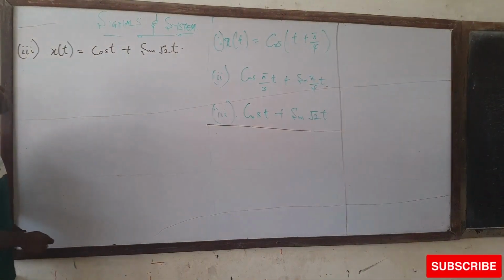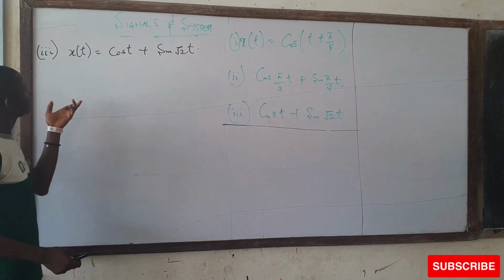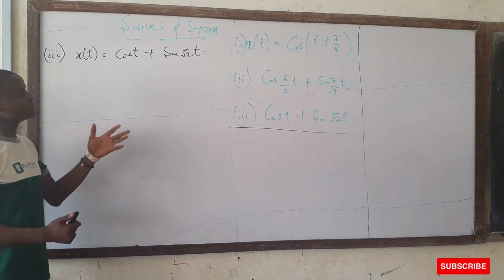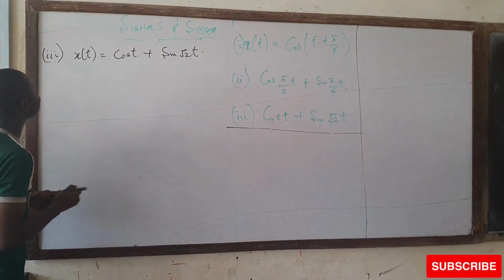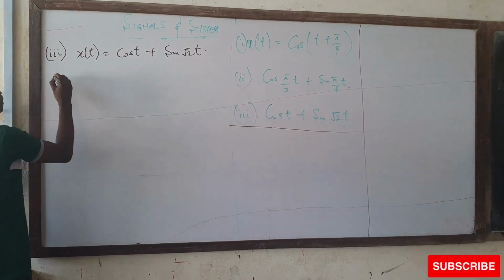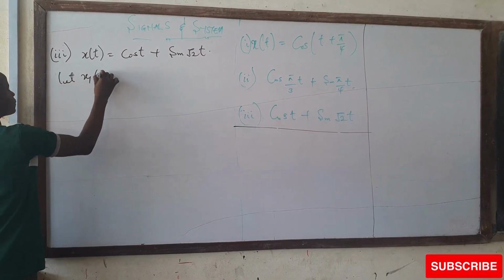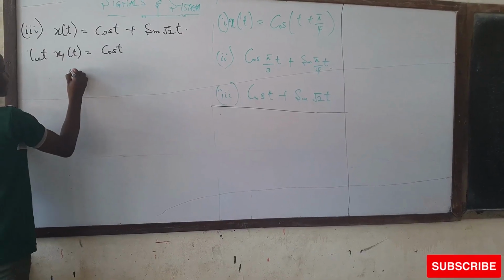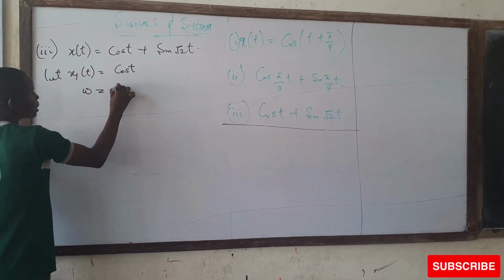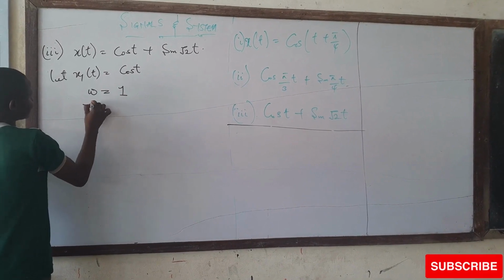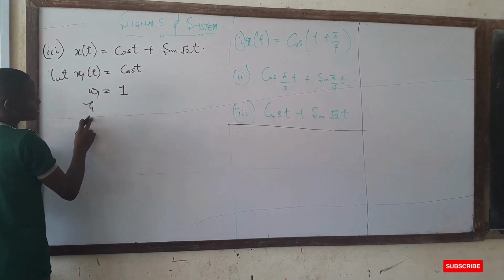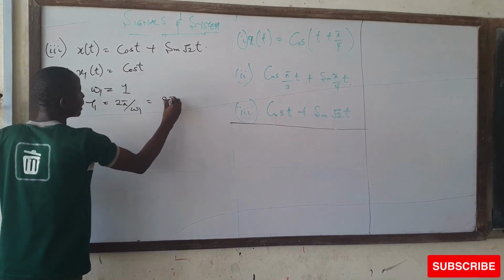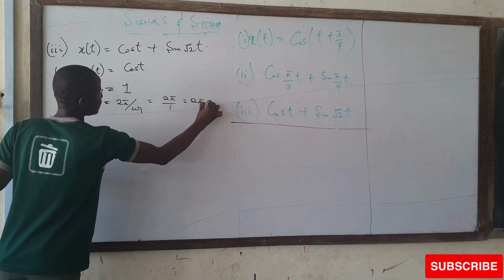Now, we have the third signal. The third signal is looking more like the second signal, but we'll see the difference in each. Let's do the same thing with the second signal. Let x1 of t equal cos t. Hence, we can get our omega 1 directly to equal 1. Then T1 is going to be 2 pi over omega 1, which is 2 pi over 1, which is 2 pi seconds.